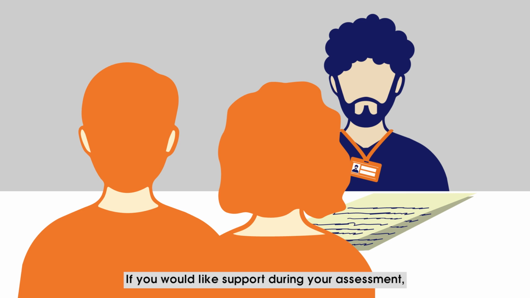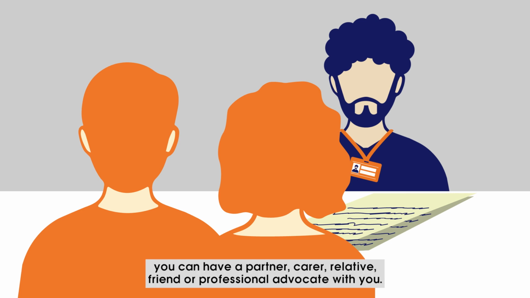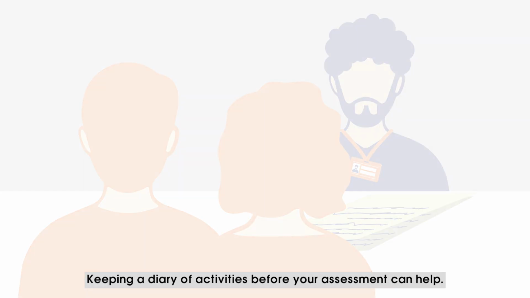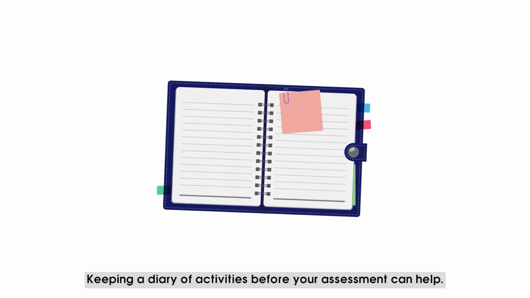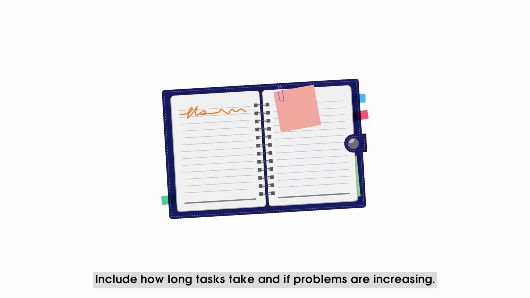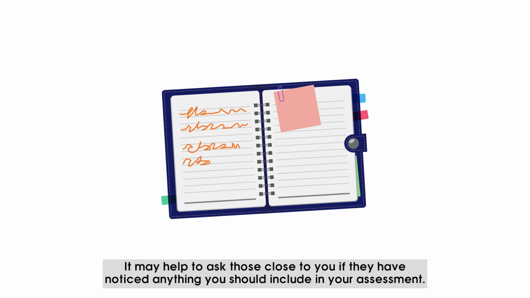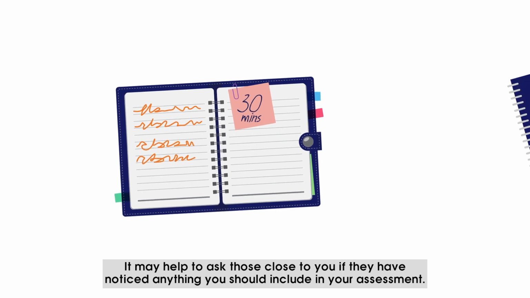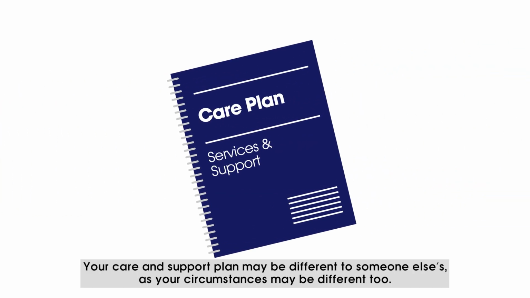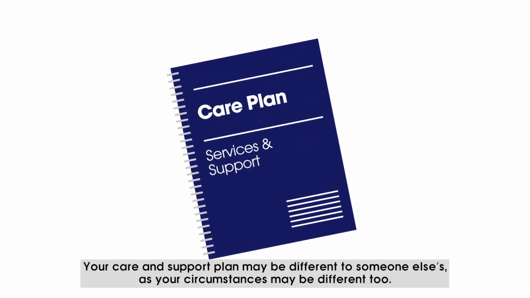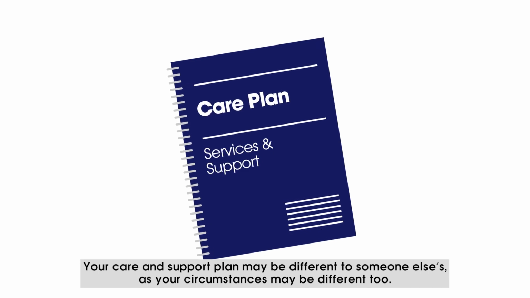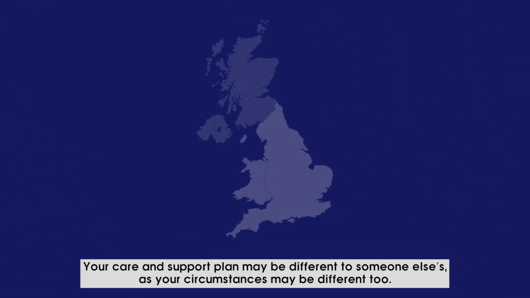If you would like support during your assessment, you can have a partner, carer, relative, friend, or professional advocate with you. Keeping a diary of activities before your assessment can help. Include how long tasks take and if problems are increasing. It may help to ask those close to you if they have noticed anything you should include in your assessment. Your care and support plan may be different to someone else's, as your circumstances may be different too.